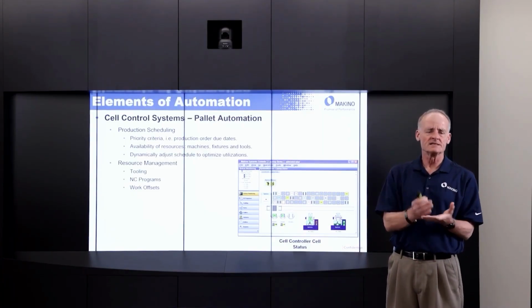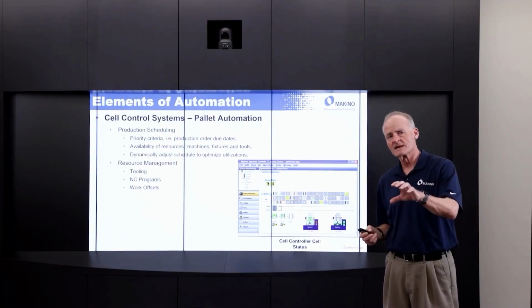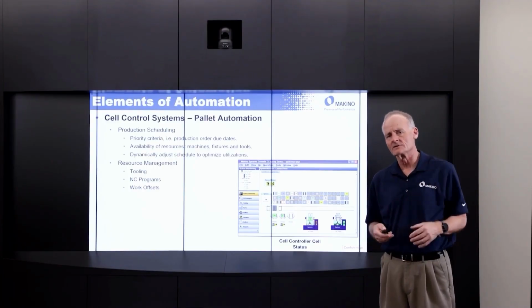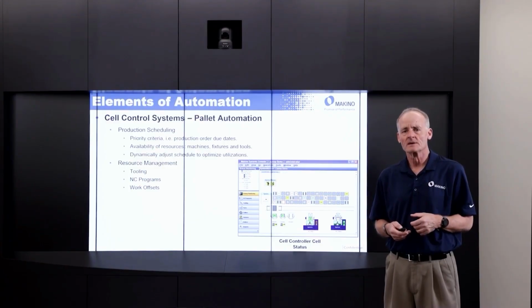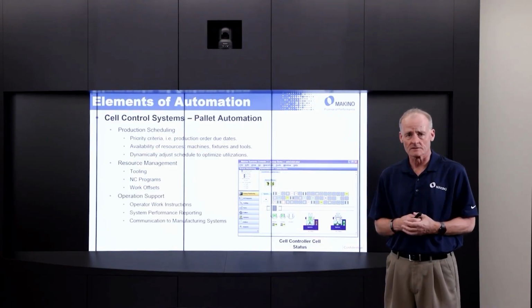Resource management, as I talked about: make sure that you've got the proper resources available as far as the tooling. And then the NC programs and the work offsets are managed by your cell control system and downloaded to the machine based off the part type that has been loaded into the machining center.